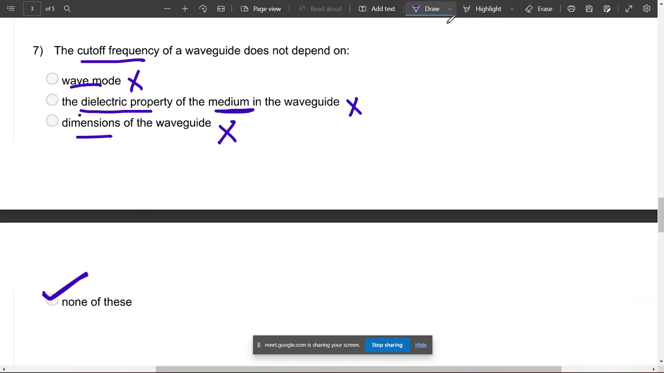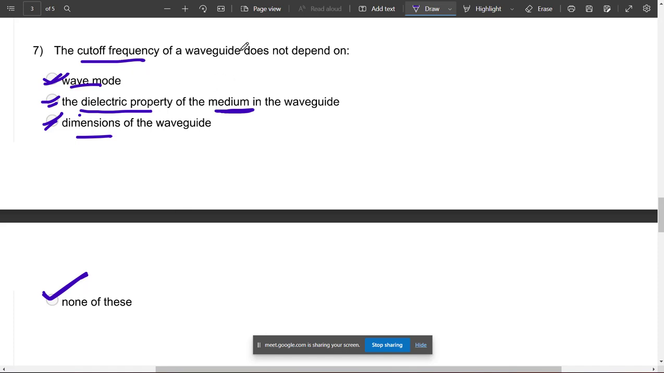Madam, the options are not visible, only the question is visible. The cutoff frequency of a waveguide does not depend on... So the cutoff frequency of a waveguide depends on the wave mode, right? Yes, it also depends on the dielectric property of the medium in the waveguide. This is also correct. And the cutoff frequency depends on the dimensions of the waveguide. This is also correct.